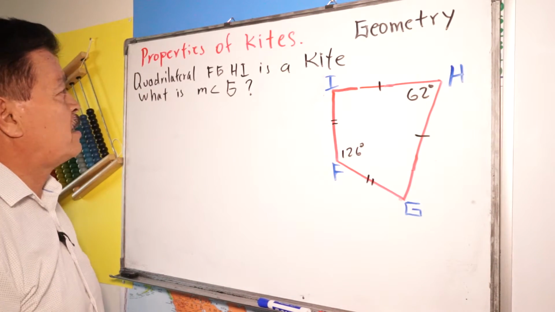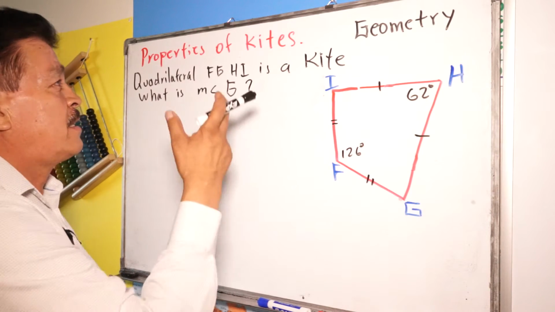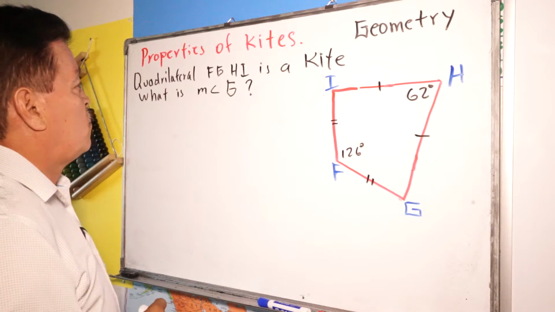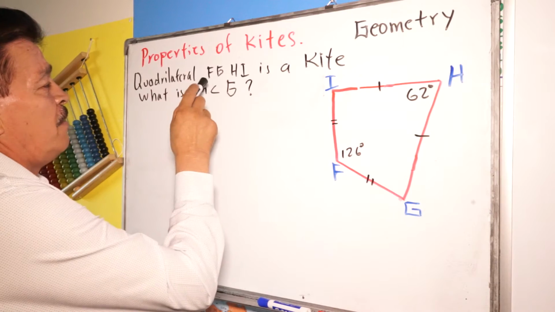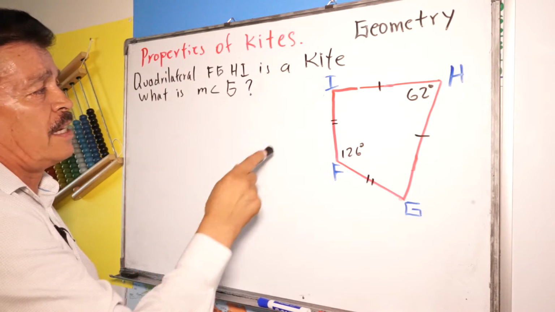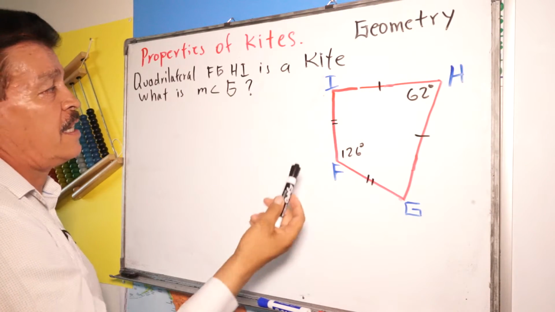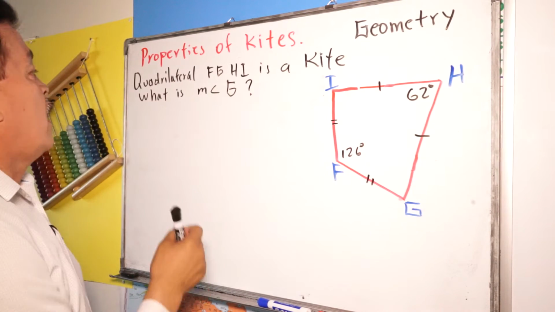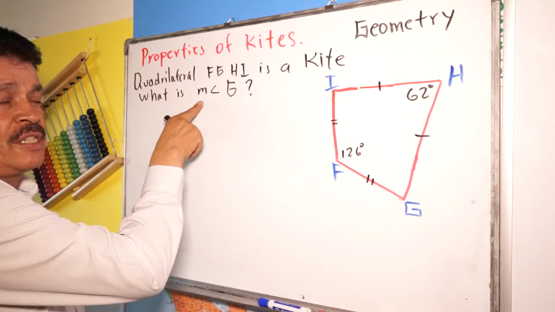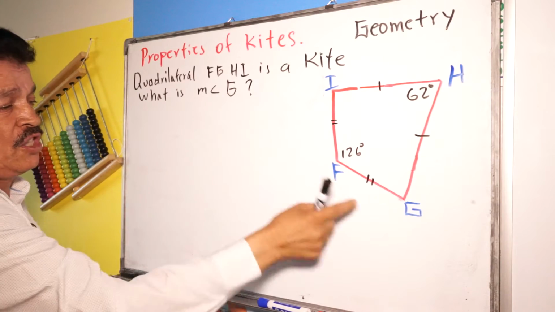Today our topic is the properties of a kite. Our problem for today is: quadrilateral FGHI is a kite. What is the measure of angle G?